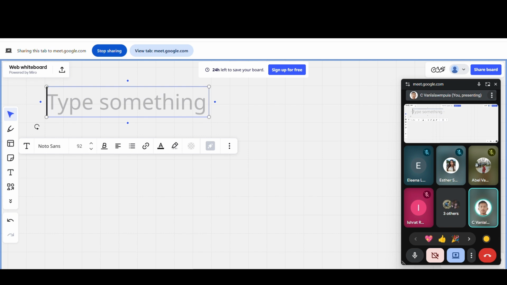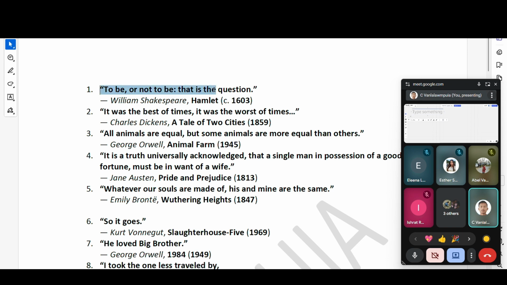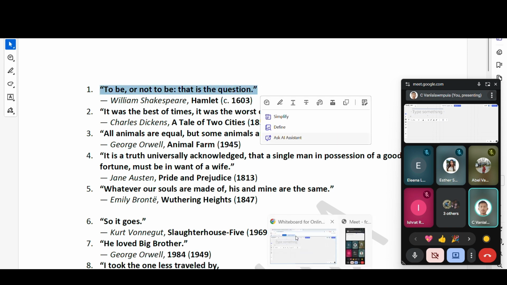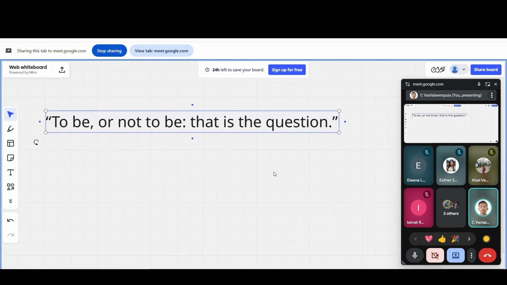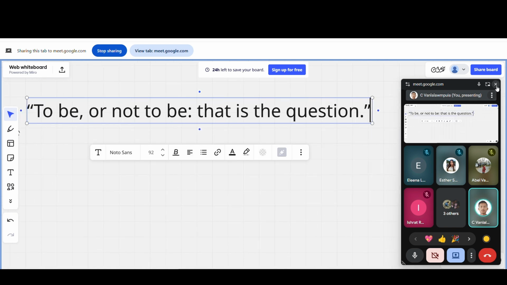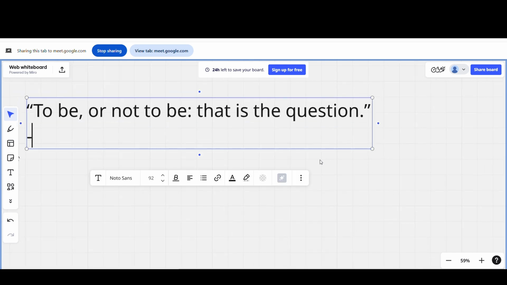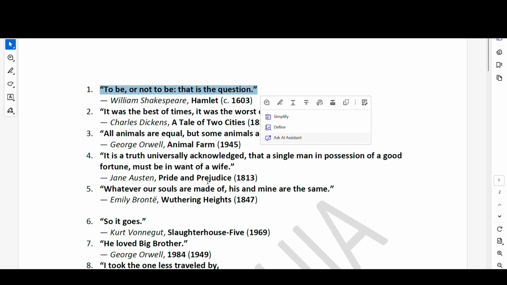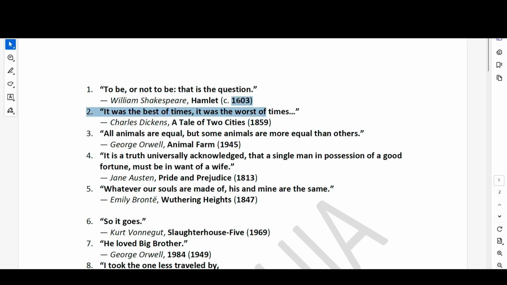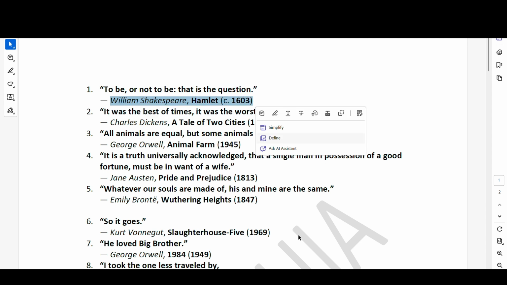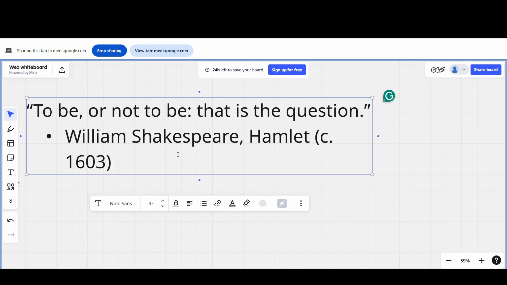For example, I'll just give you a quick example. Have you seen this line before? To be or not to be, that is the question. Who do you think wrote this? Who is the author of this? Just type in the comment section. Shakespeare. Shakespeare, from Hamlet. Yes, Hamlet. It's William Shakespeare.